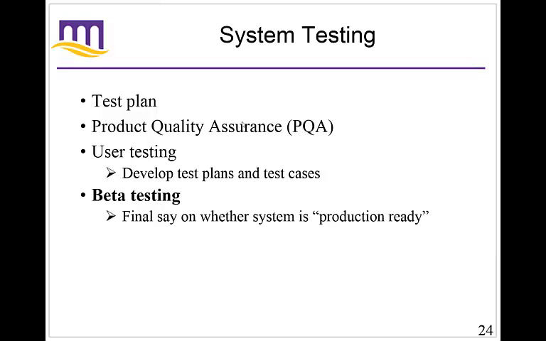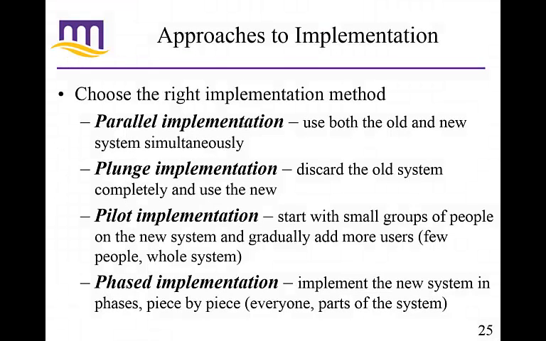All right. So once testing is done, then it's time to make it go live, to what they call production ready. So what happens there? Well, there's multiple different ways you can do this. So probably the most dangerous one is what's called the plunge implementation, which is you turn off the old system and start the new system. Now, sometimes you have to do it this way, but it is all very dangerous.